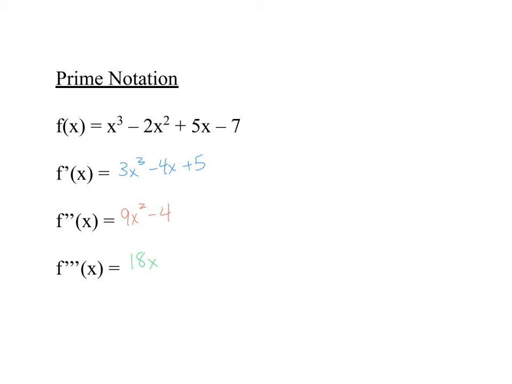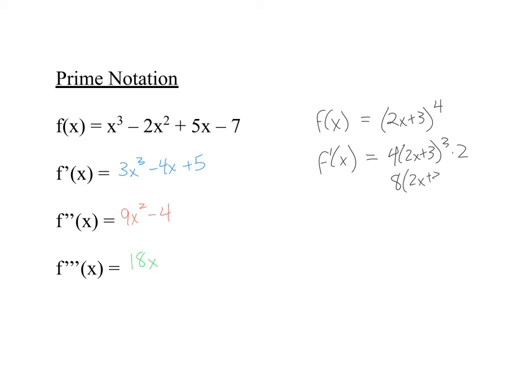So you can see power rule works pretty good. The chain rule works almost as good. Let's just do a quick chain rule example. So if I gave you something like (2x plus 3) to the power of 4, if we did our first derivative, we would bring the 4 down, drop it to a 3, but we'd have to times by 2 in this case. So that would give us 8 times (2x plus 3) cubed.